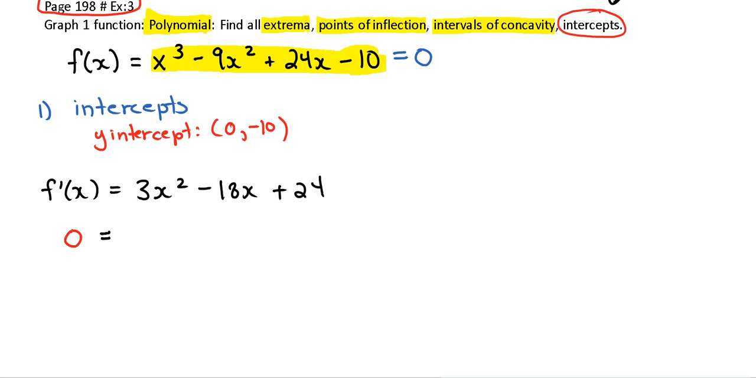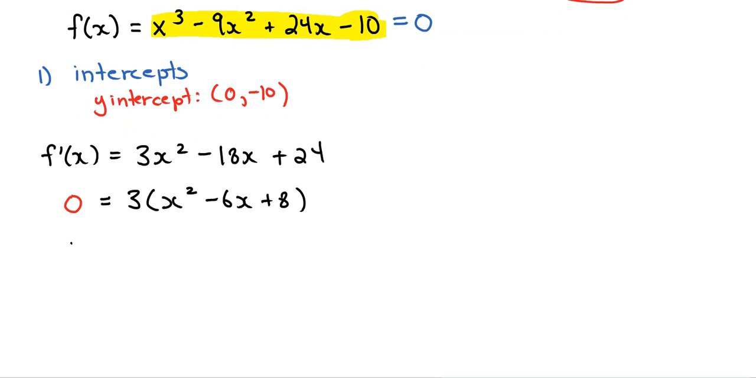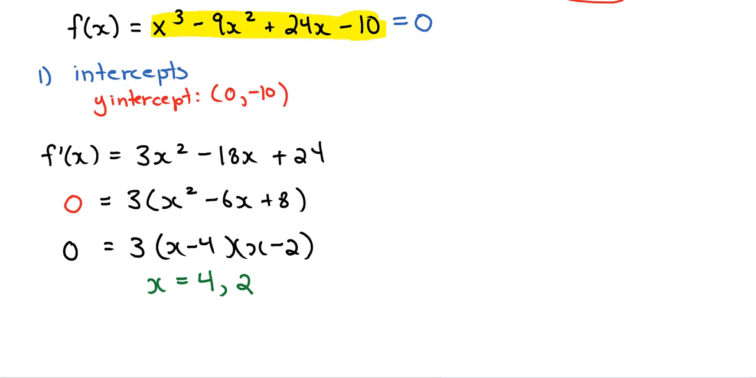Whenever you set a derivative equal to 0, go ahead and factor your derivative expression, because once you factor things, finding the critical numbers is generally not too hard. This is a very simple polynomial that I can definitely factor. So this is going to be x minus 4 and x minus 2, and therefore my critical numbers are x equals 4 and x equals 2.